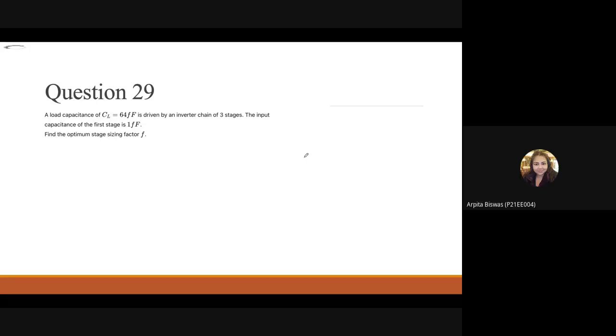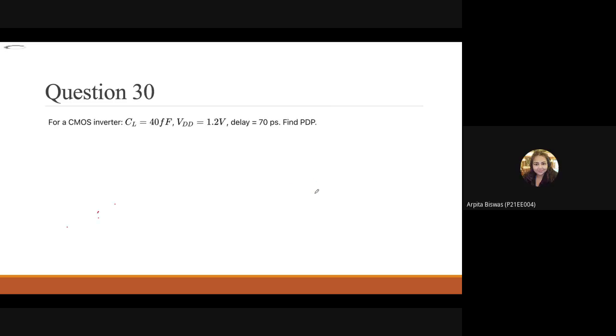What is the value of this F? Like F is equal to CL by CN. Then what is the value of this CL? It is 64, and there are 3 stages. Then F equal to cube root of 64, right? So what is the value? 4. So this is question number 30. This is the last question.